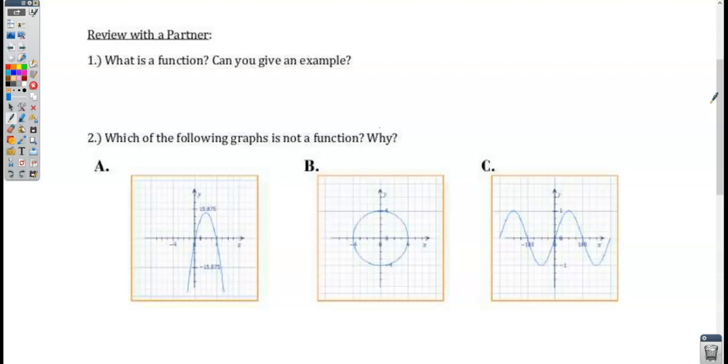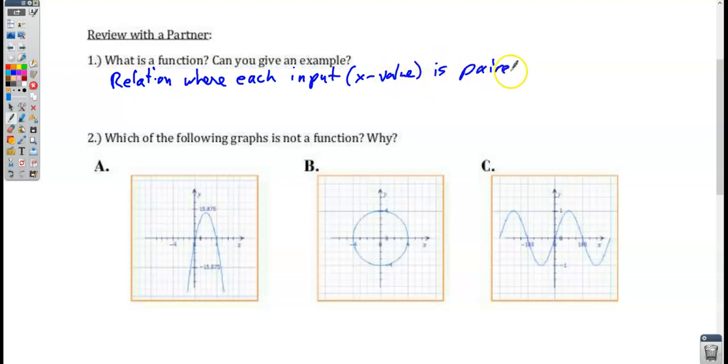Alright, pause now. Welcome back, everybody. First question here that we were reviewing, what is a function? Can you give an example? A function is a relation where each input, or x value, is paired with, at most, one output, or y value.